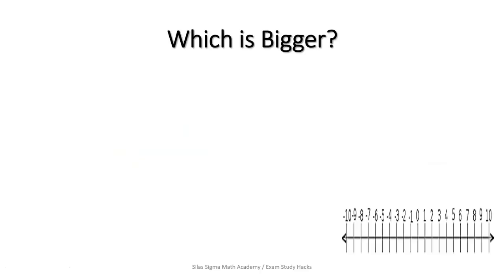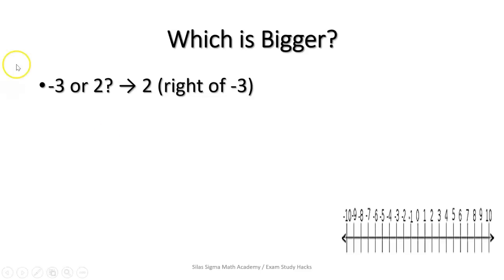Then let's compare which is bigger, negative 3 or 2? Obviously 2 is bigger. Negative 3 or 2, 2 is obviously bigger, because 2 is to the right of negative 3. This is where negative 3 is, and this is where 2 is. So it's on the right.